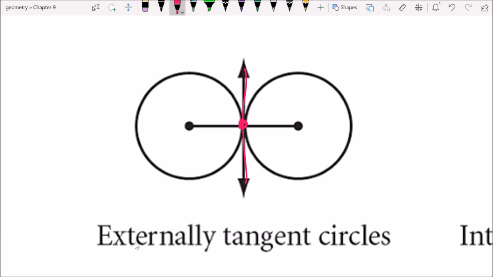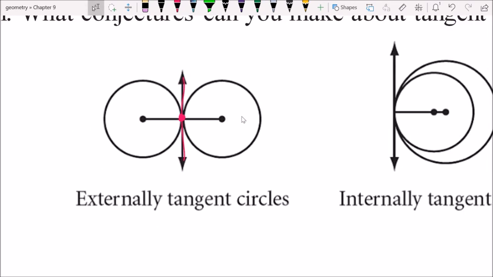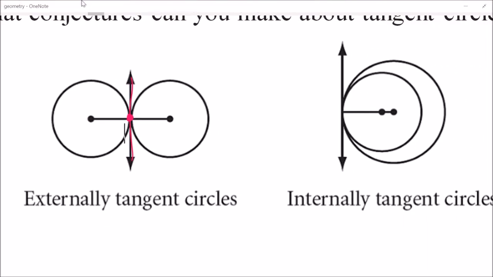This is called externally tangent circles because the two circles have their meeting point on the outside. That's different than internally tangent circles. One circle is inside of the other in this case, and so that's why we call it internally tangent. They're both on the outside of each other for externally tangent. That's the difference.